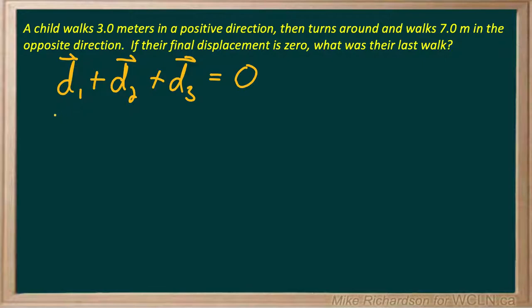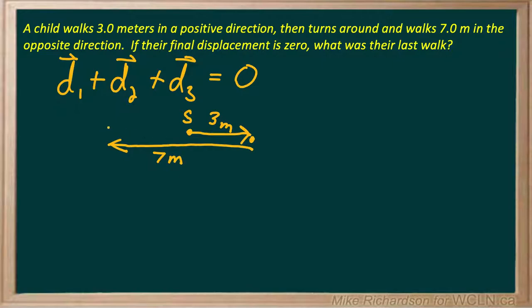And because they're vectors, we're going to do this tip to tail. So let's do it in order. There's my starting position. Now remember, we're trying to get back to that. I'll put an S for start. Walks 3 meters to the right. So there's my 3 meters in the positive direction. And then at the tip of this vector, I start the next one, which is 7 meters in the other direction. Like that.